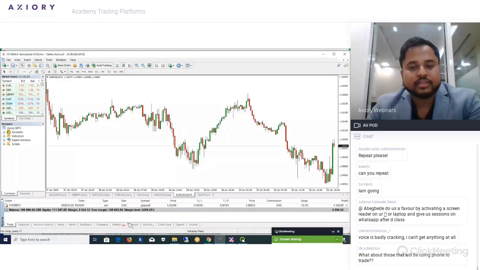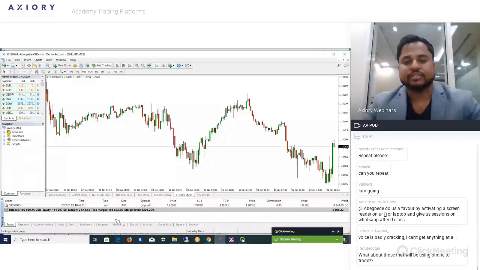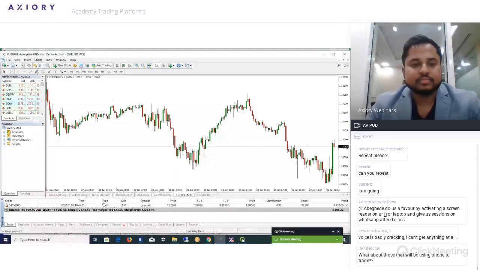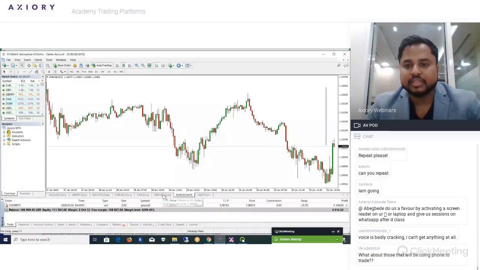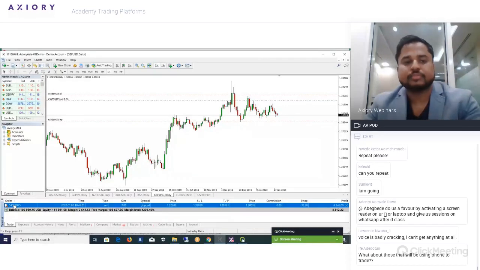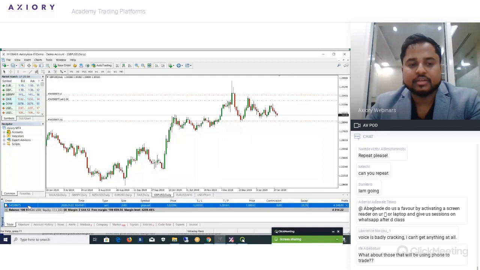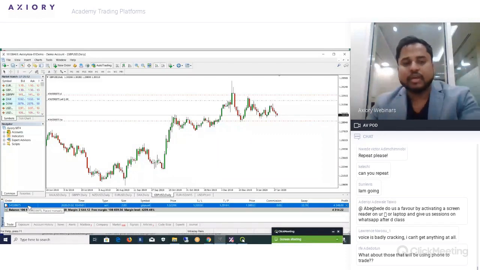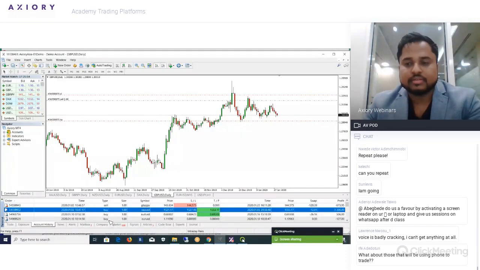And in the trade section, you can see the current trades which are running. For example, I have put an order on GBP USD a few days back. So it is still running, so it is seen in the trade section. If I close this trade, it will automatically come to the account history.